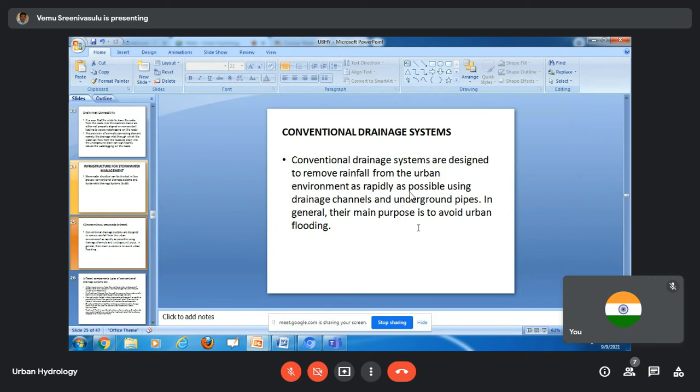Conventional drainage systems are designed to remove rainfall from the urban environment as rapidly as possible using drainage channels and underground pipes. In general, their main purpose is to avoid urban flooding. Okay, so conventional drainage systems are designed to remove excess rainfall from the urban environment as rapidly as possible, using drainage channels or underground pipes. So that is what conventional drainage system means, right?